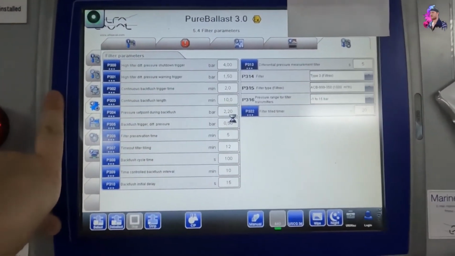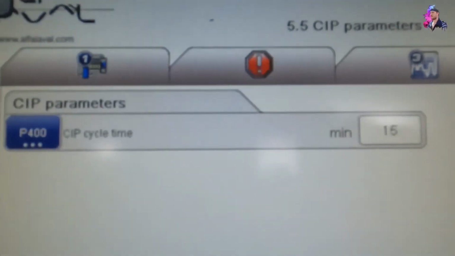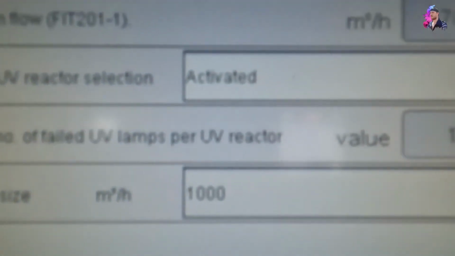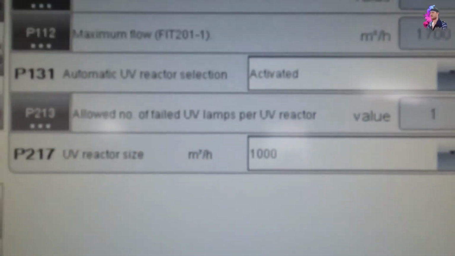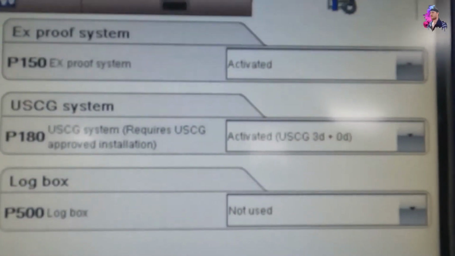Sometimes the ship can be in ports where the water is very dirty, and you need to make some special settings to the UV system. If the water is very dirty, you have to put more intensity in the UV lamps, for example.